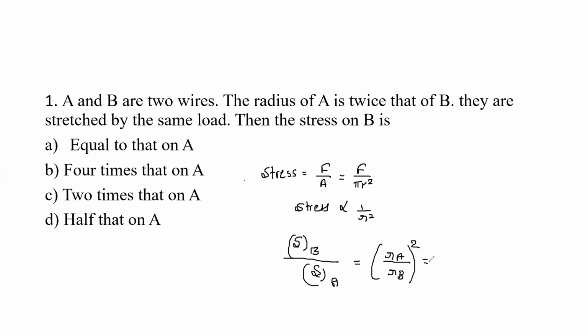So what they have given is, the radius of A is twice that of radius of B. So RB will get cancelled. Therefore, we will get 2 square. So 2 square is nothing but what? It is 4, into stress of A. So we can say that the stress of B is equal to 4 times the stress of A. That is, option B is the right option.